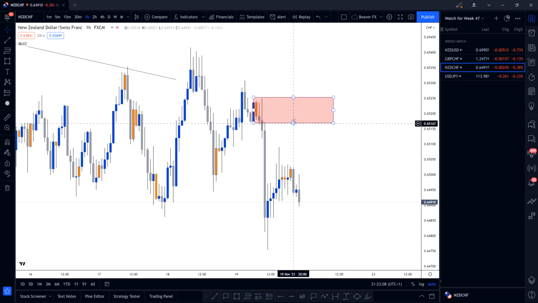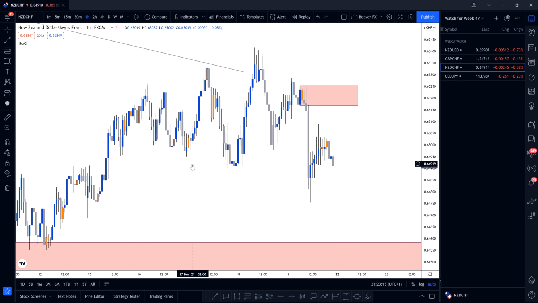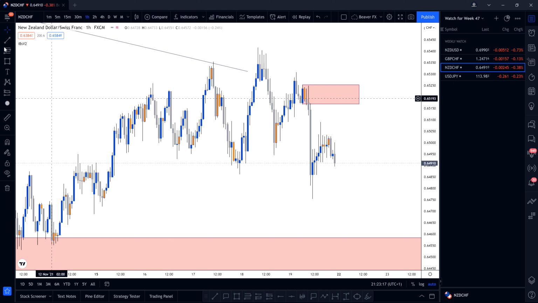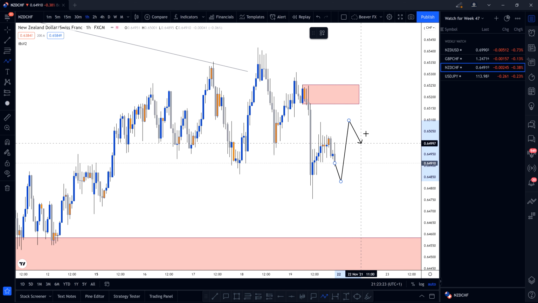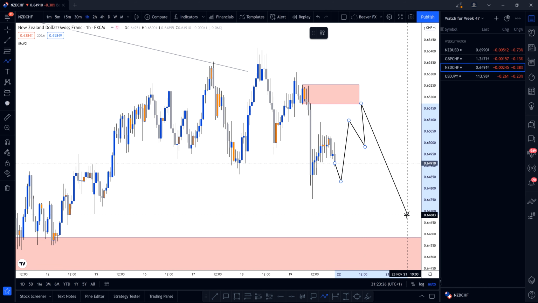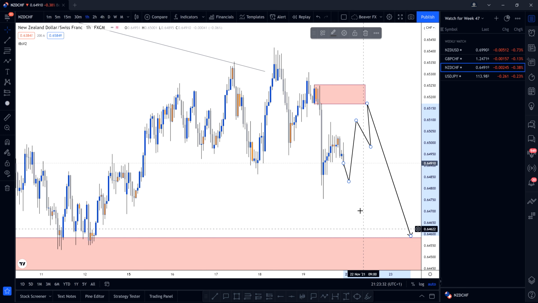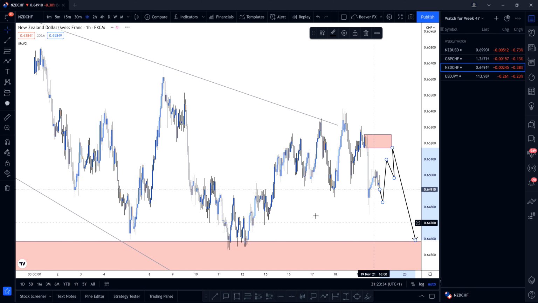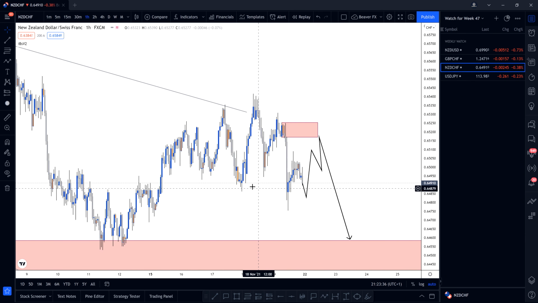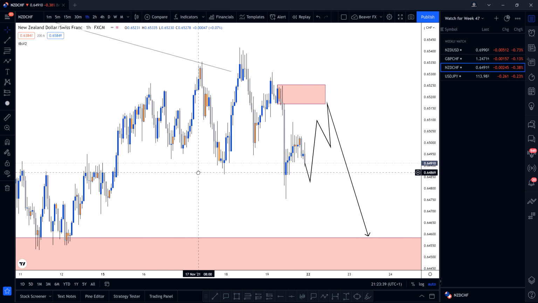Now I was expecting to get around here before taking the sell trade, but we actually got here and we weren't able to take the trade. But nevertheless, it's still feasible, because we could have something like this before going to the downside, and probably get into this previous demand zone.